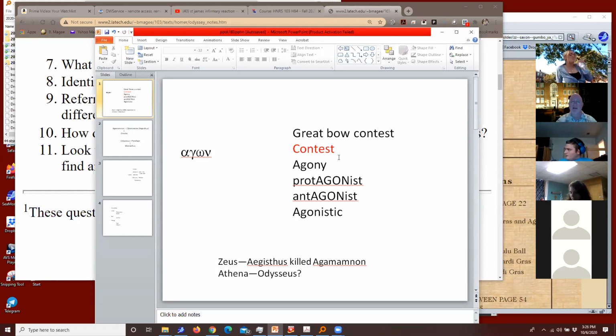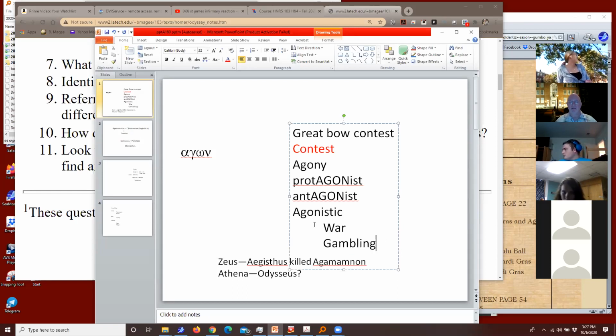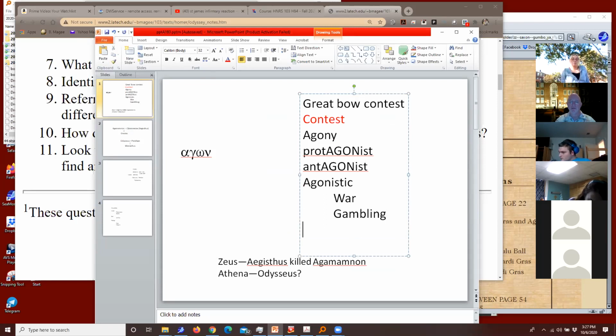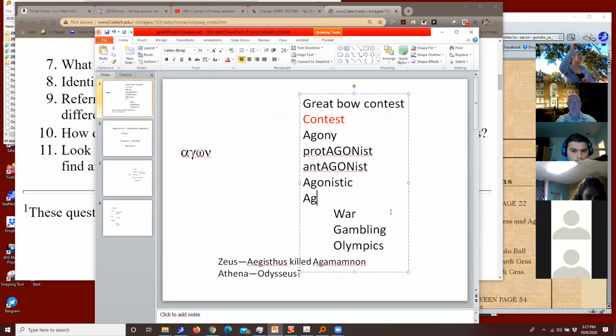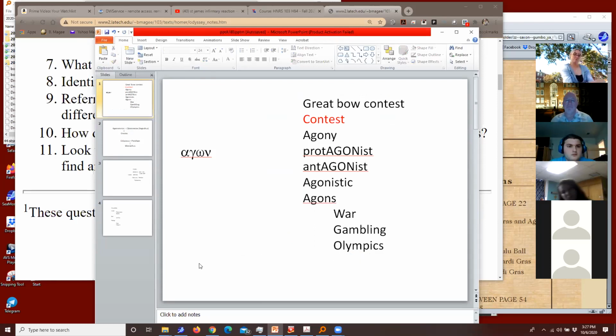War is an agon. Gambling is an agon. And every 4 years, the Greeks actually would stop their war agons to engage in another kind of agon, one that had to do with sports. And what was that? The Olympics. Yeah, the Olympics. These are all agons. And so in this culture, the idea of having a contest and the best man wins, that's catnip to them, right? But what's the problem?